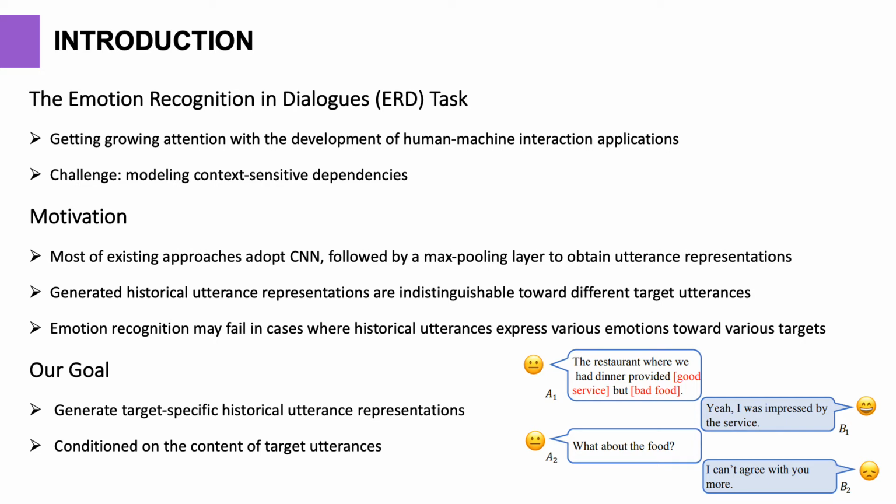Emotion recognition may fail in cases where historical utterances express various emotions toward various targets, which may confuse the emotion recognition of target utterances, as the figure shows. Motivated by this, our goal is to generate target-specific historical utterance representations conditioned on the content of target utterances.